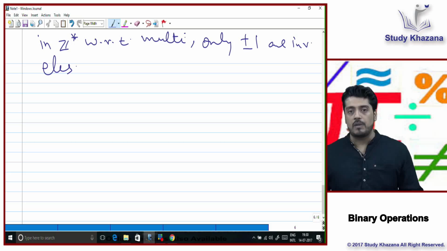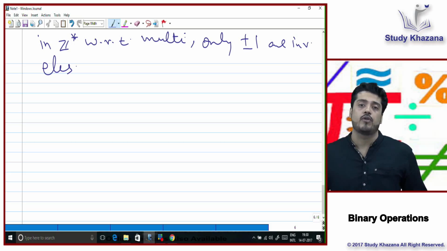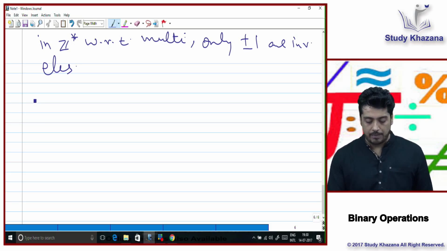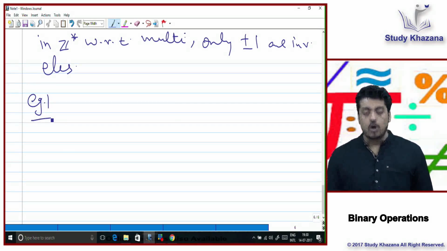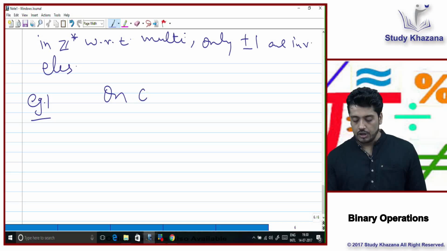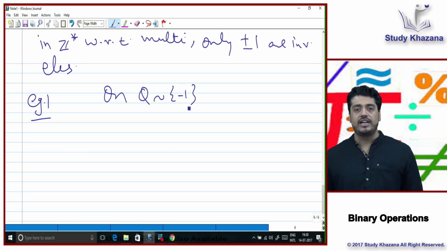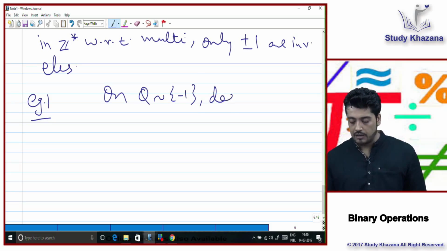So next example, which is very, very important from board point of view. The example says, most important example hai, the example says on the set of Q deleted minus 1, on the set of Q deleted minus 1. That means I am considering all rational numbers except minus 1. Define a binary operation star.